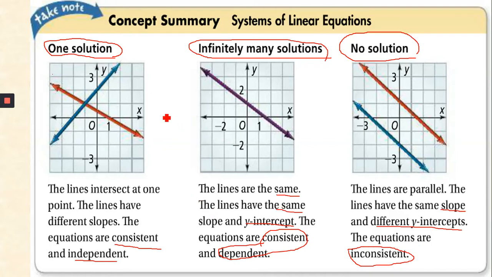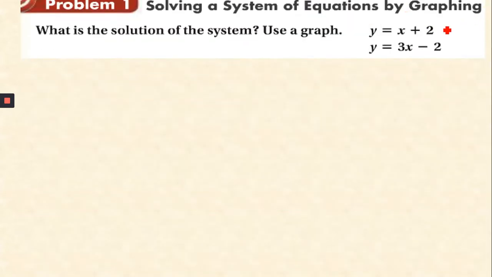Again, if the two lines intersect, it has one solution. If the two lines coincide, it has infinitely many solutions. And if the two lines are parallel, then it has no solution. So we have here some examples. Solving a system of equations by graphing. What is the solution of the system?